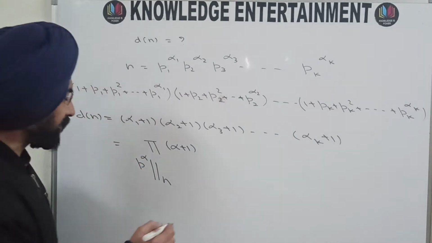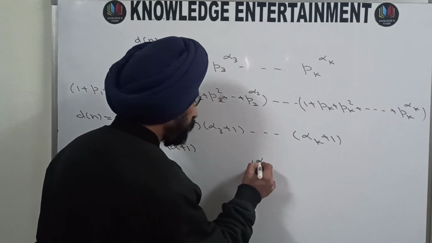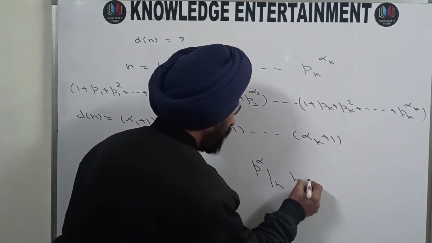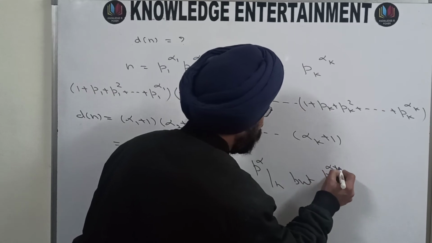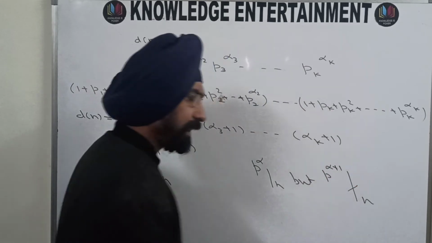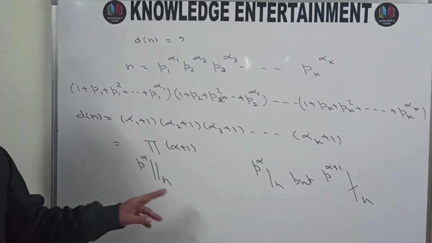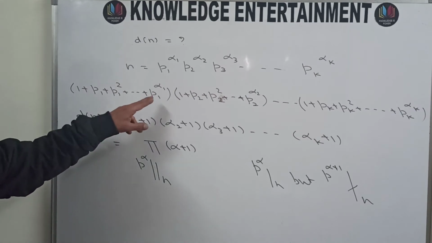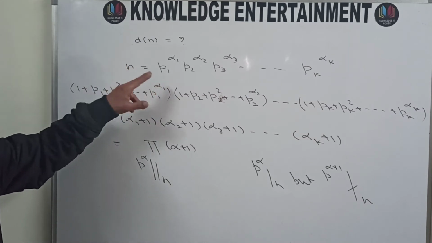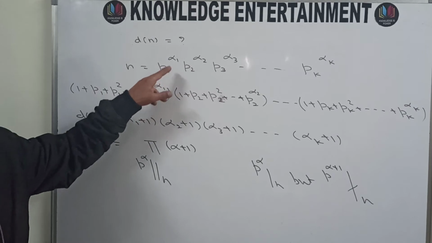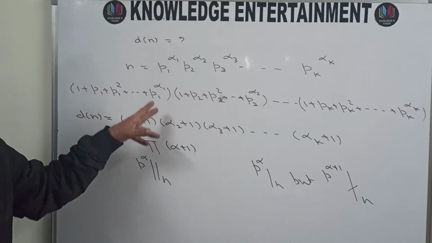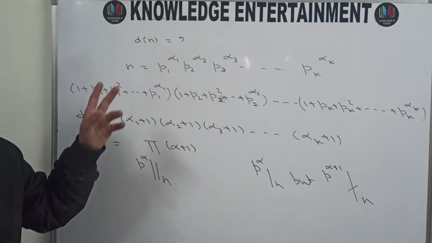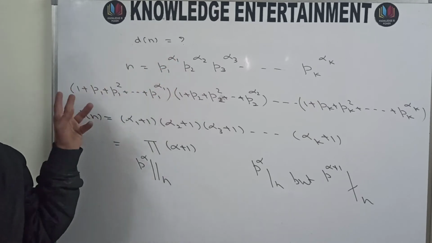Max divides n means p^alpha divides n, but p^(alpha+1) does not divide n. So here p1^alpha1 max divides n, because p1^alpha1 is a factor, but p1^(alpha1+1) is not a factor. So p1^(alpha1+1) is not a divisor of n.